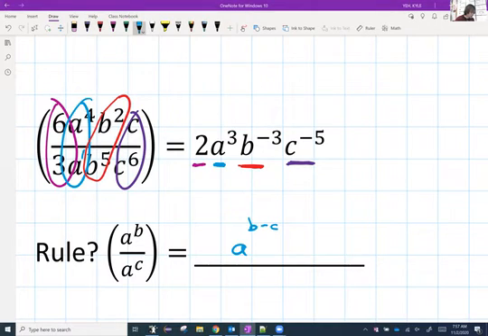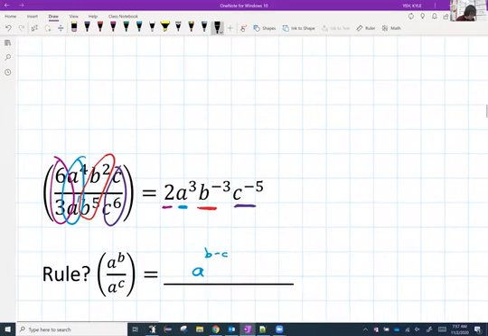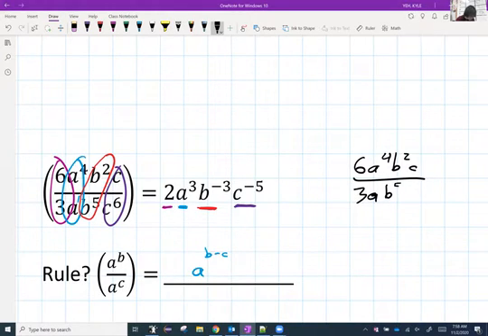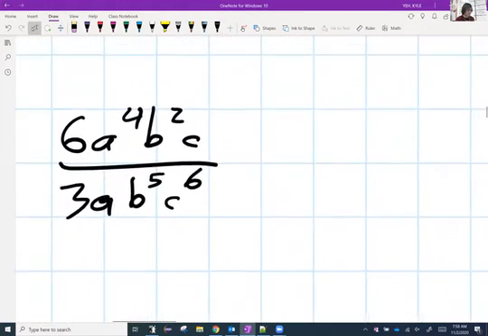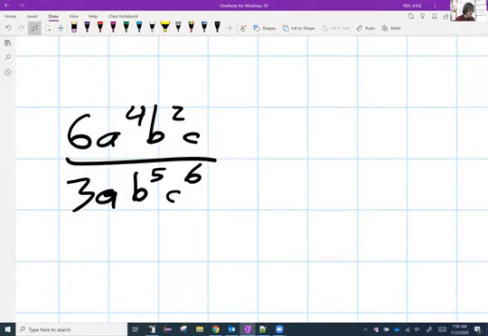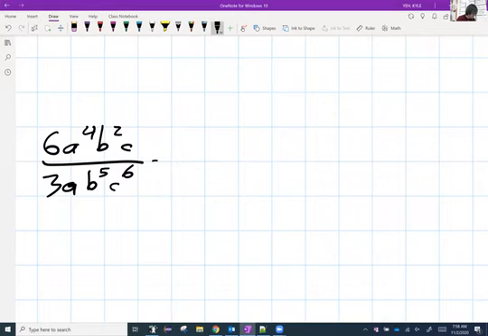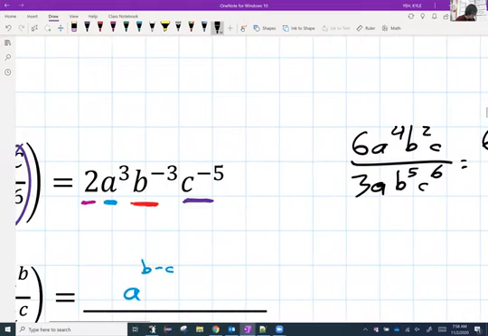Now I also want to show you a couple other ways. One to write this and one to solve it. So I'm going to take this same problem that I just had up here and write it again. 6a to the 4th b squared c over 3a b to the 5th c to the 6th. And I like showing this because conceptually I think it makes a lot of sense, but it's not a very efficient way to do anything. So see if you agree with what I write here. 6, I want to keep the color coding the same.